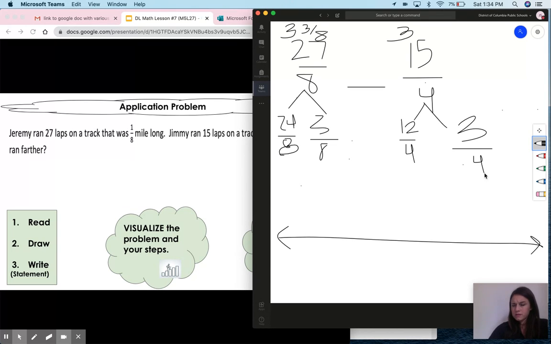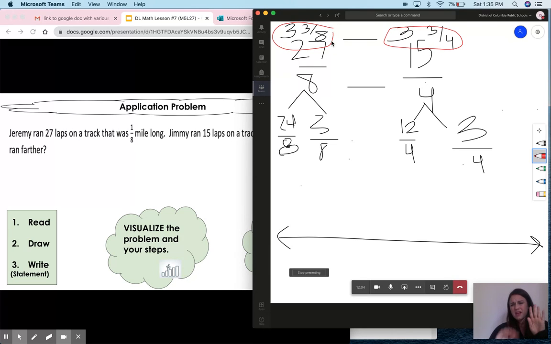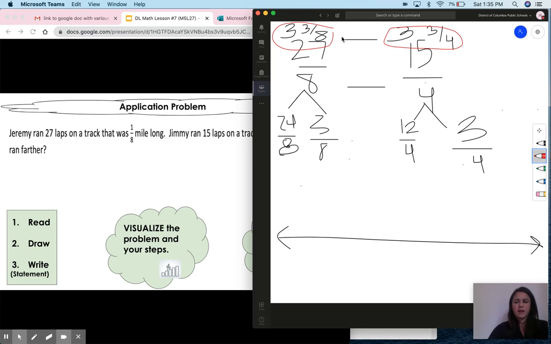3/4. All right. So that means he ran how many? 3 miles and 3/4. Now, last time when we said, all right, now we can easily compare these two numbers on a number line, 3 3/8 and 3 3/4. Some of you might be able to visualize 3/8 versus 3/4 and already know the answer. Awesome if you do. But if not, think about it on the number line like we did last time.